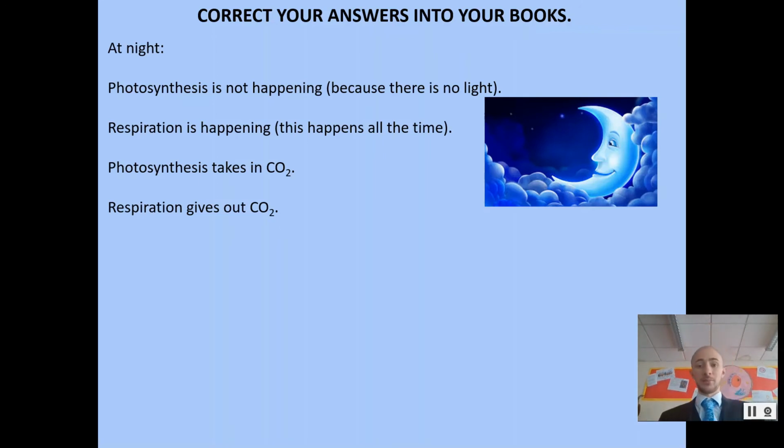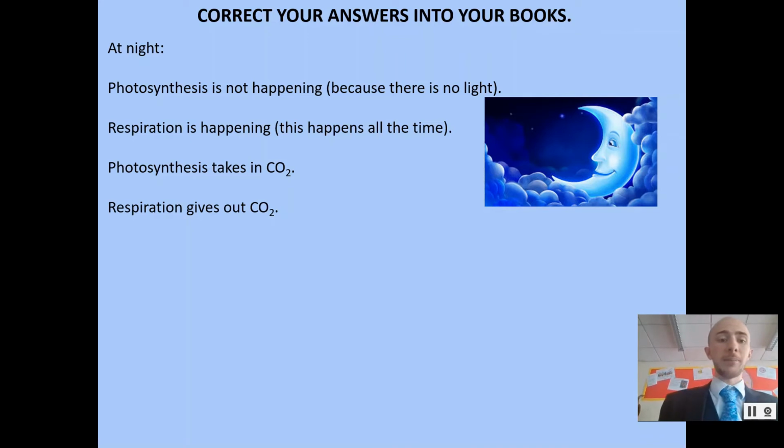So at night, no photosynthesis, that's the first thing. Because there's no light. Right? Photosynthesis needs light. Respiration is happening. So all living things respire all the time. Bacteria do it, plants do it, fungi do it, animals do it. Everything respires. That's why it's one of the Mrs Gren things. Movement, respiration, sensitivity or senses, growth, reproduction, excretion and nutrition. First R, or the second, is respiration.